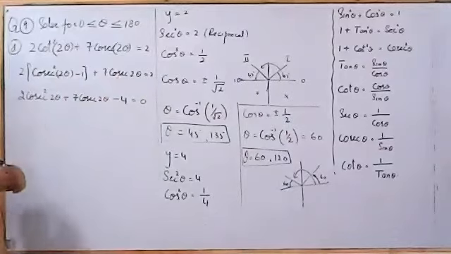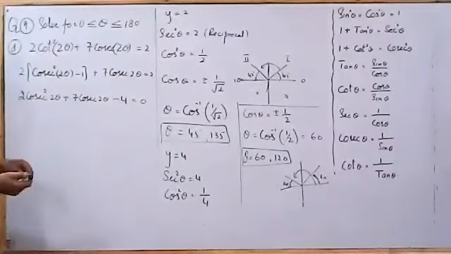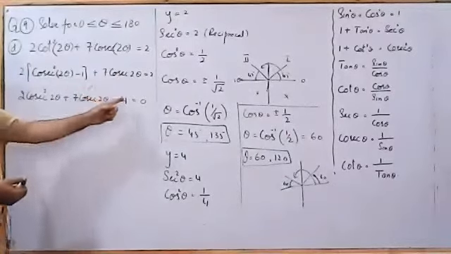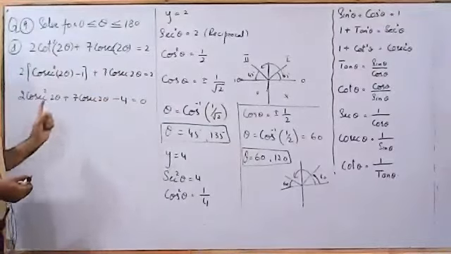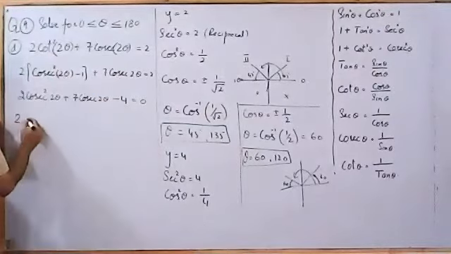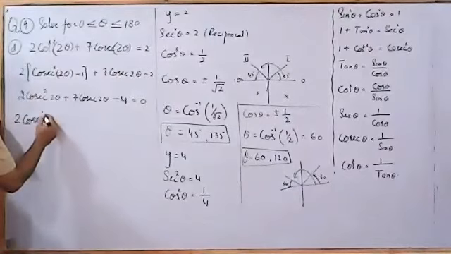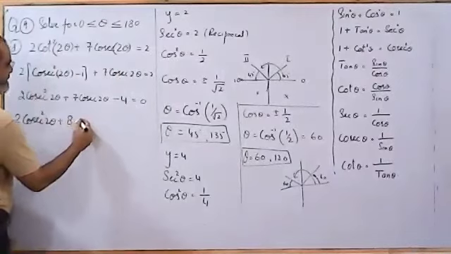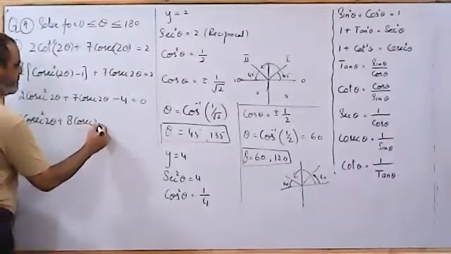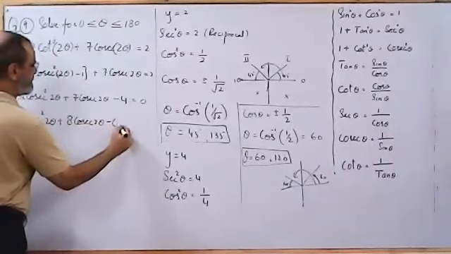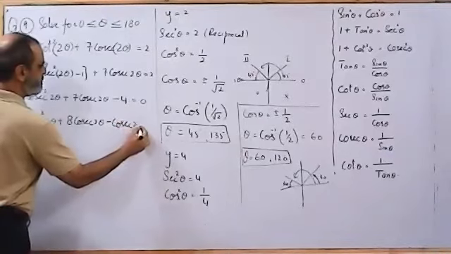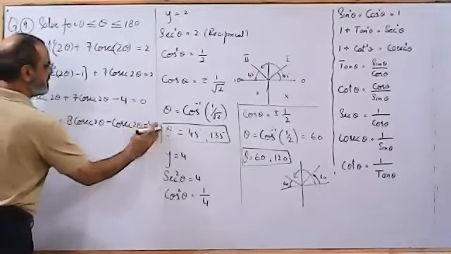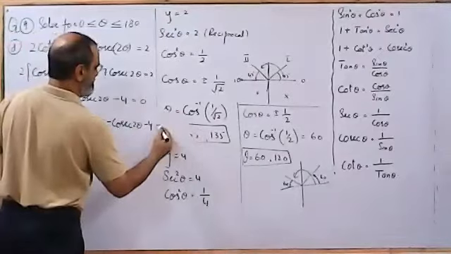Now again, you can suppose or you can solve without supposing. So I'm going to solve without supposing this time. Factors of 2 and 2 fours are 8 are 7 and 1. So 2 cosecant square 2 theta plus 8 cosecant 2 theta minus cosecant 2 theta minus 4 is equal to 0.